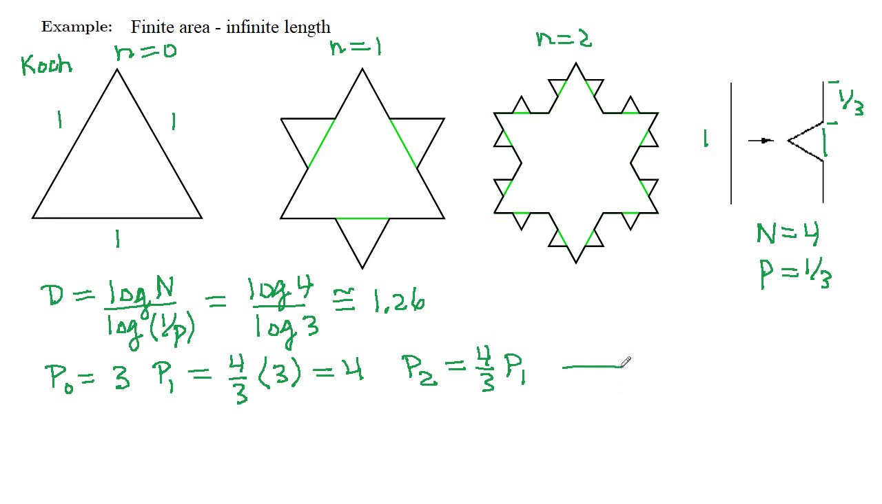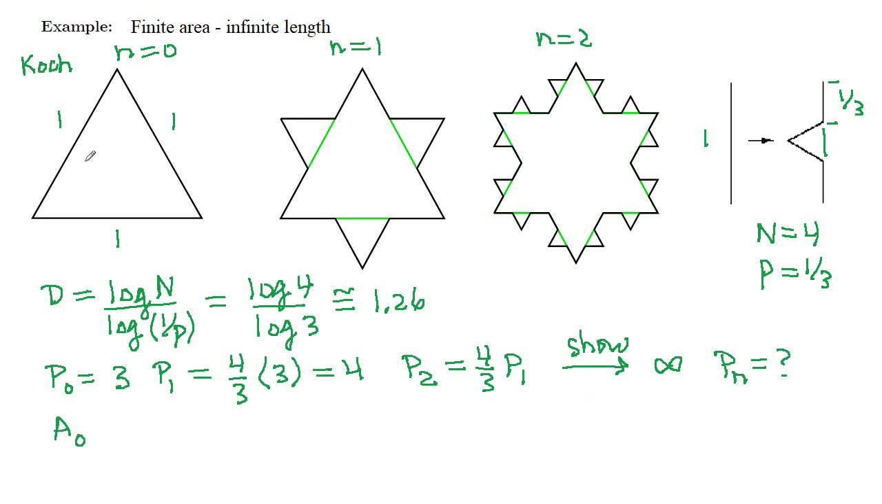And then what you want to show in the homework is that this sequence approaches infinity. So you want to try to write a formula for P sub n. What does that equal? And then take a limit of it. Now what about area?